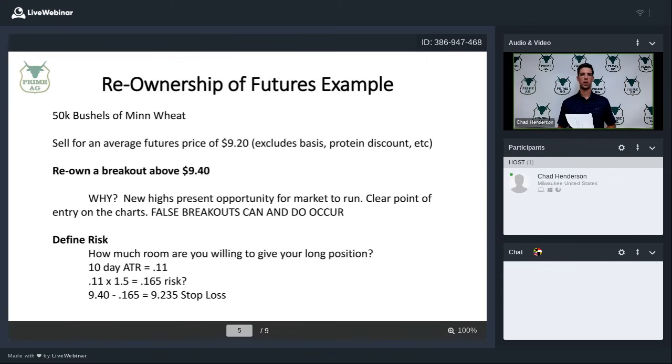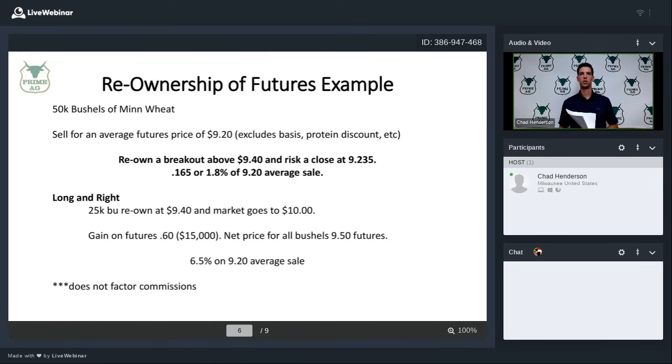It tells us that we were not correct in this breakout. We gave it some room, but obviously we were wrong, and we're not going to sit here and hold the bag if this market is going to continue to erode. So let's take a look at what happens if you are buying this breakout and you are right, okay?